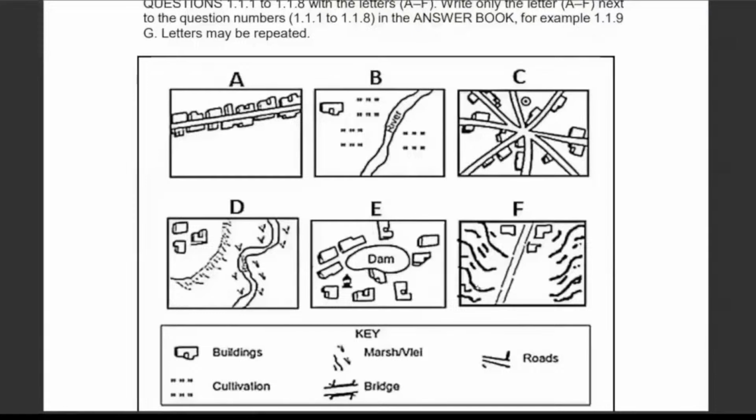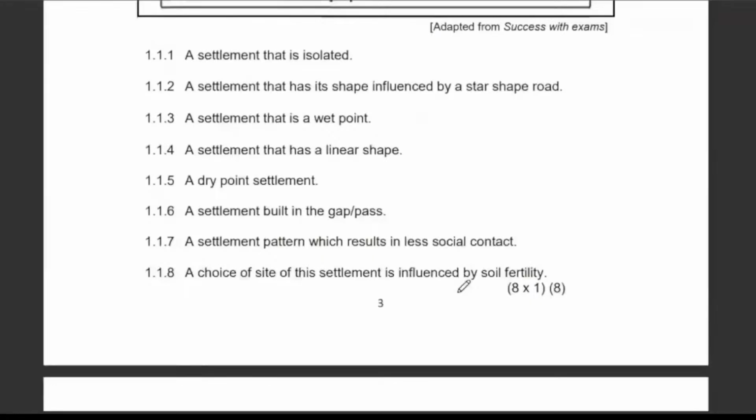Settlement number B, you can see that there is only one building here, and this whole area is cultivated land. There is no other building around to suggest that there are some other settlements around. So it implies that this settlement is in isolation, is one on its own. So the correct response is item B. Right, we move on to the next question.